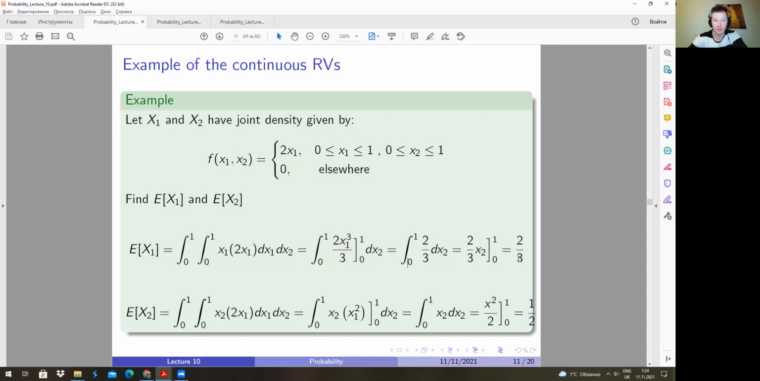And for the expectation of x2, I change only one thing here: x1 is replaced with x2 because I evaluate this now. When I integrate first over x1, it gives me x2 times x1 squared, evaluated from 0 to 1, so it's basically x2. Then the integral of x2 is simply x2 squared over 2, evaluated from 0 to 1. And finally it's 1 over 2 here.